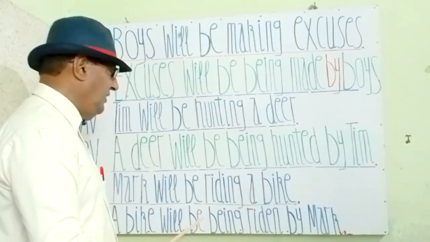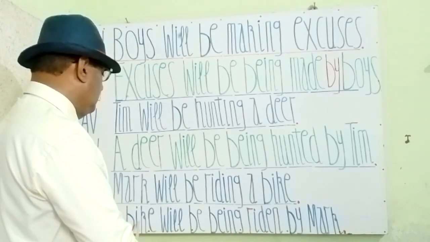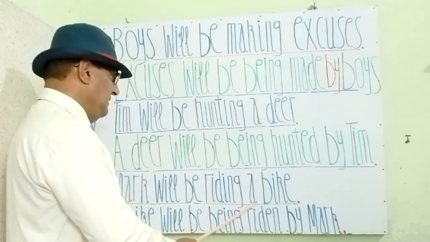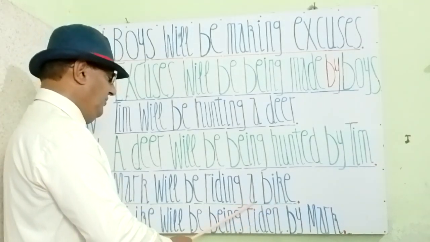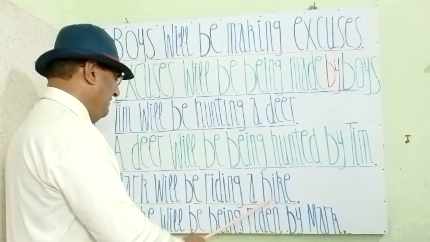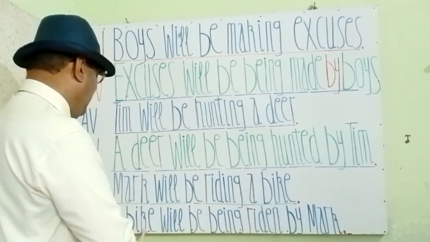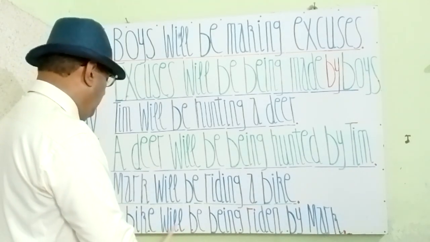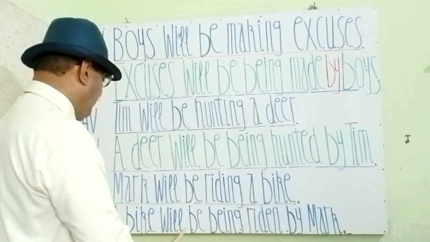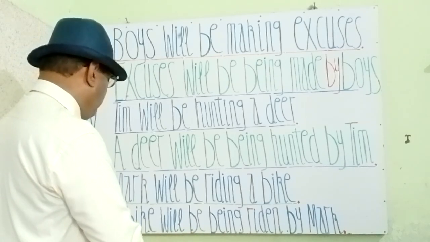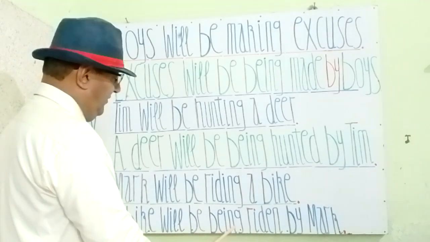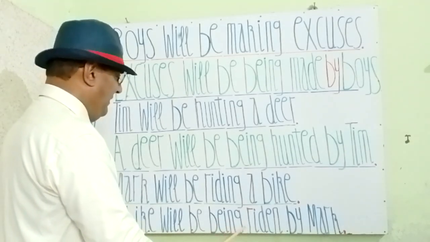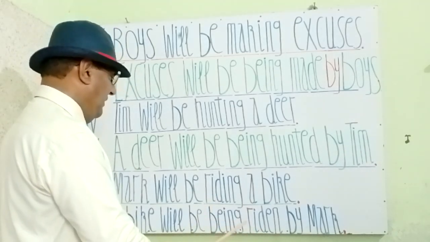Let's see how it's going to change into passive. Again you see a bike is an object. In passive it will stand as a subject. So a bike is the subject here and will be for the future tense. Being is added for passive. A bike will be being ridden. Third form of ride is ridden.